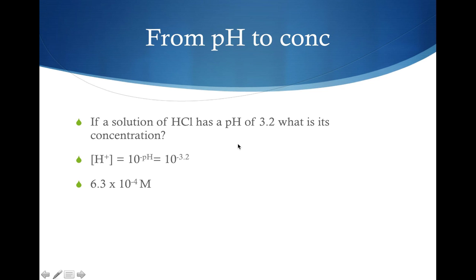Okay? And again, we can do it in reverse. So if we've got the pH of 3.2, we can take that pH, 10 to the negative pH, so 10 to the negative 3.2, and that will tell us the concentration of the hydrogen ion. In this case, it's a monoprotic acid, so the concentration of the hydrogen ion is the same as the concentration of the acid.